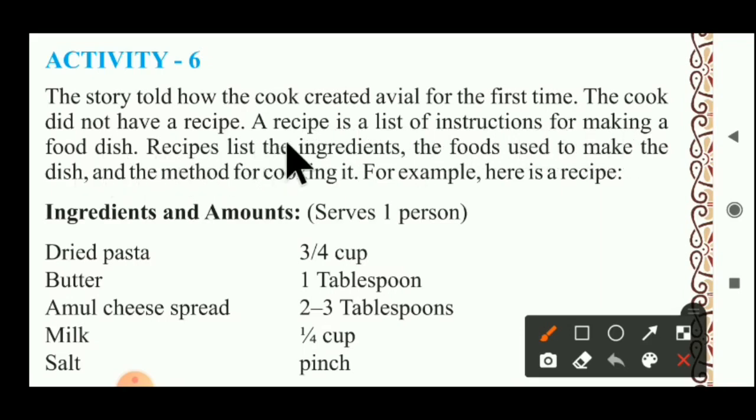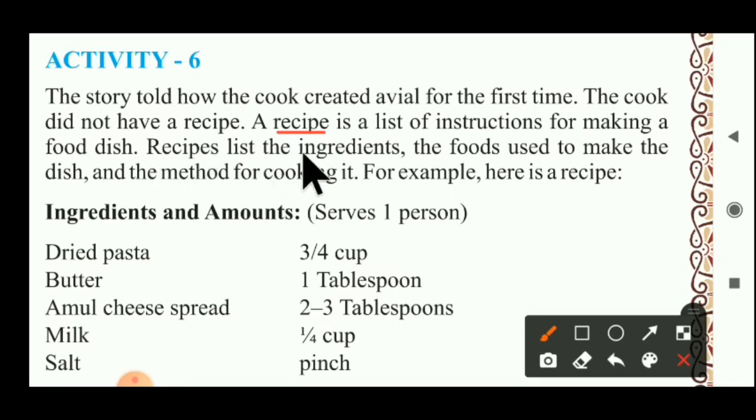What is a recipe? Here the definition of recipe is given. A recipe is a list of instructions for making a food dish. Here recipe means what? It is a list of instructions for making a food dish. How can you make a food dish? It's one type of recipe. As you know about recipe, at your home your mother also uses a recipe to make a new dish. So here the head cook does not have a recipe related to avial.